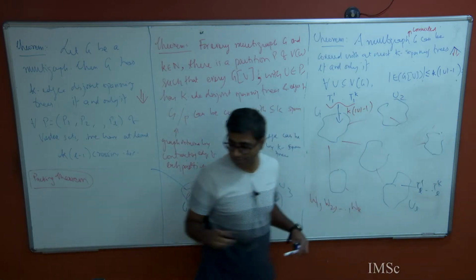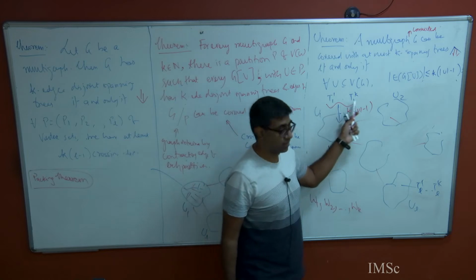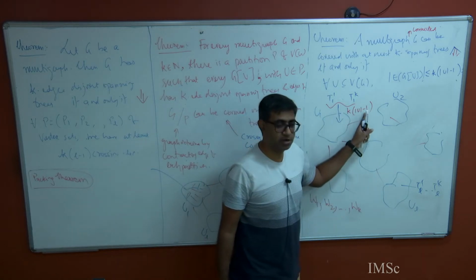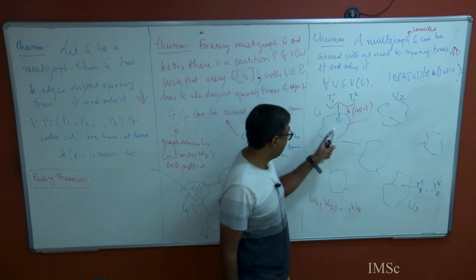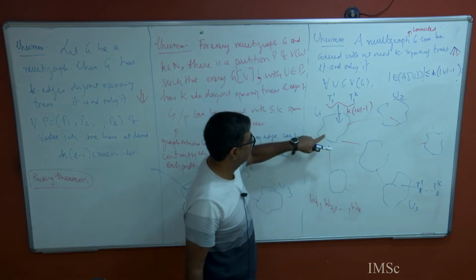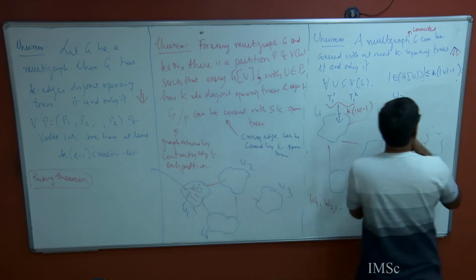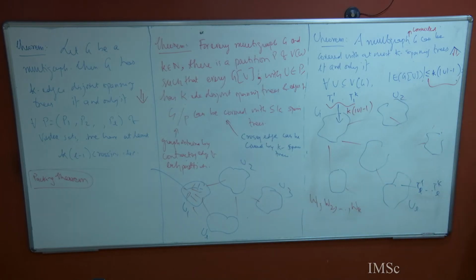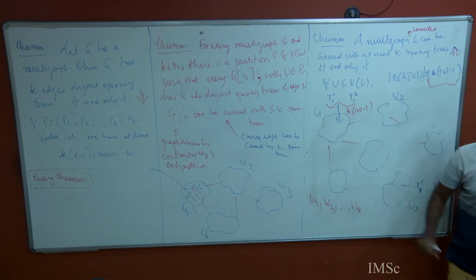So now I know that each part has k edge disjoint spanning trees. How many edges is this supporting? k times the cardinality of U minus 1. How many edges does this graph have? At most this, k times this, right? Now, is it possible that some edge is not part of these spanning trees?